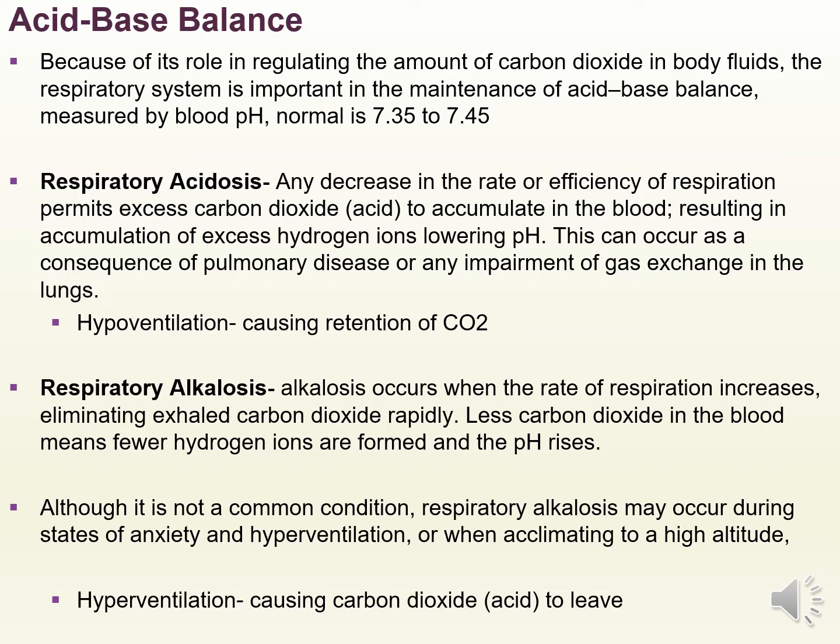Because of its role in regulating the amount of carbon dioxide or acids in the body, the respiratory system is important in maintenance of acid-base balance. This is measured by pH, and normal is 7.35 to 7.45. When you think respiratory acidosis, think hypoventilation. This is any decrease in the rate or efficiency of respirations that allows excessive carbon dioxide or acids to accumulate in the blood, lowering the pH.